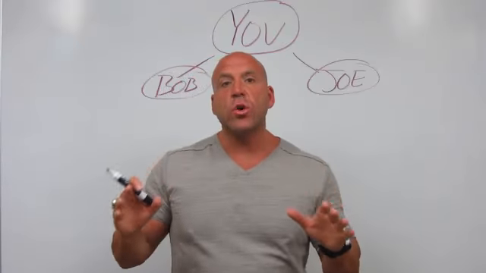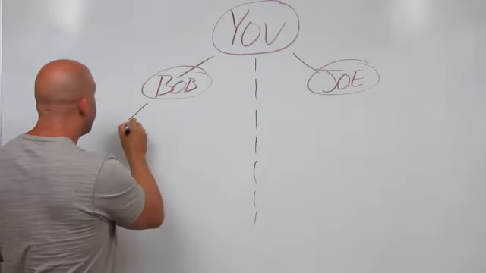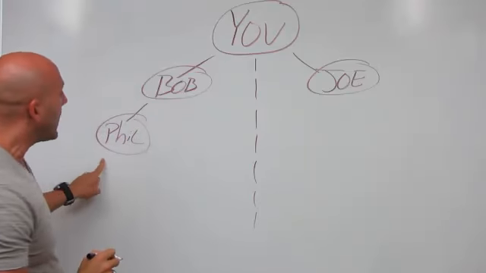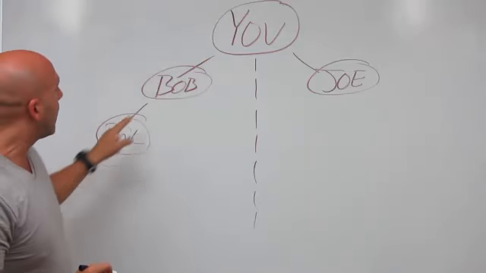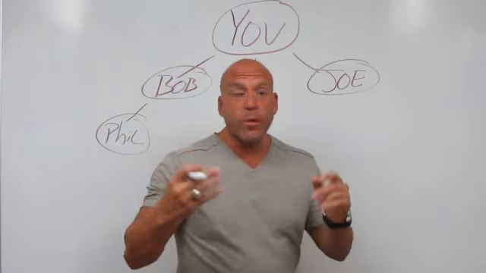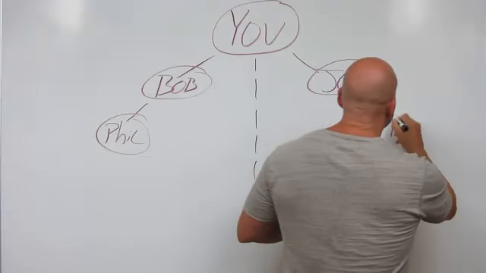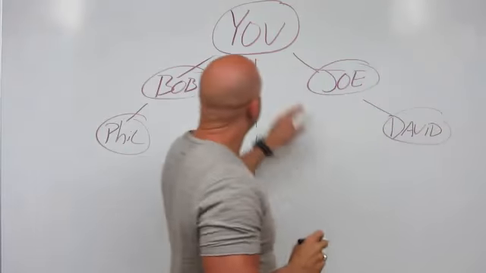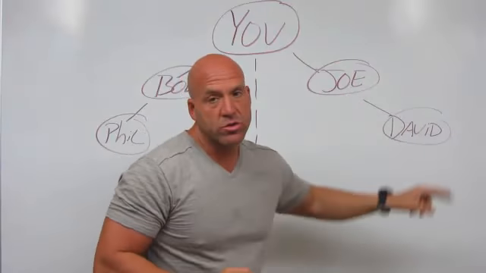Let's say the next person I sold the membership to was Phil. Phil's going to go over here. I'm going to choose to place him here on the outside left. It's my outside left, it's Bob's outside left. Over here on the right, next person I sell a membership to is going to be David. David is going to go bottom right. It's my bottom right, it's Joe's bottom right.